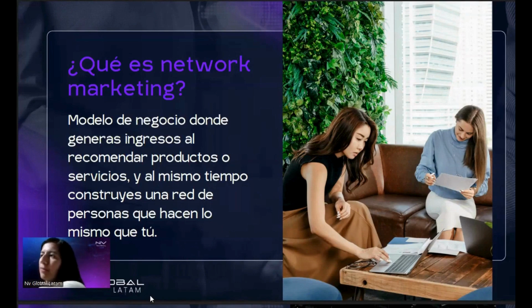How is that network of people built? Well, the idea is to find people who do the same as us, duplication of information, who start using the service or product to generate volume. Volume of what? Volume of income, and thus the product or service is given usability.